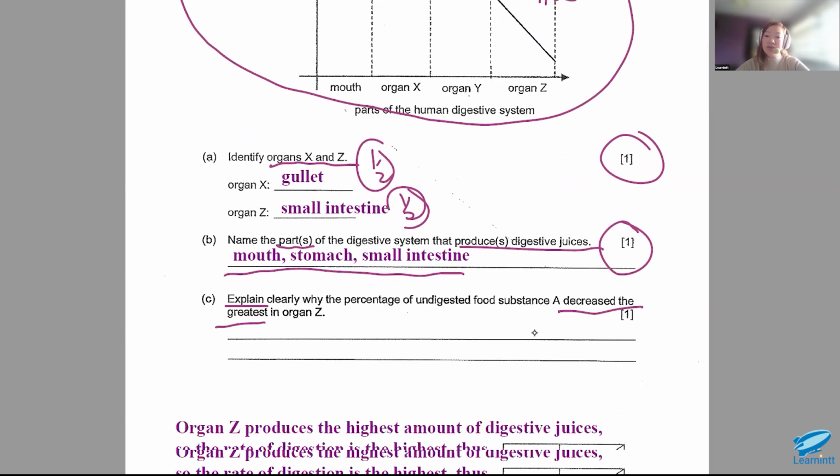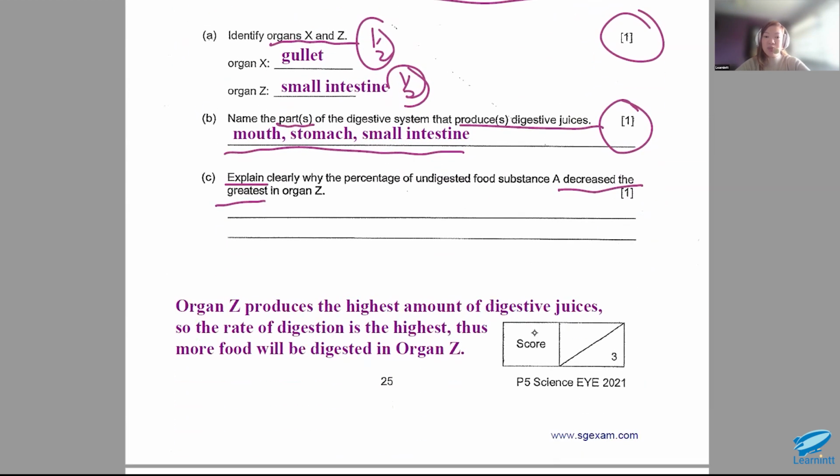So how do we write it? Organ Z produces the highest amount of digestive juices. So the rate of digestion is the highest. Thus, more food will be digested in organ Z. Half mark over here and half mark over here. In total, 1 mark.